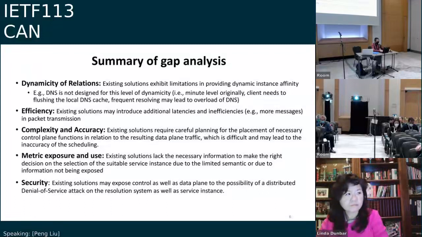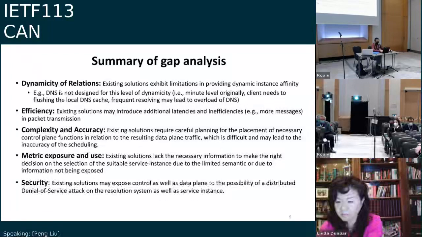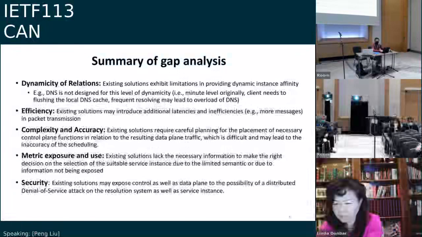And the efficiency problem is that the existing solution may introduce additional latencies and inefficiencies in packet transmission. And the complexity and accuracy: the existing solution requires careful planning for the placement of necessary control plane functions in relation to the resulting data plane traffic, which is difficult and may lead to inaccuracy of the scheduling.